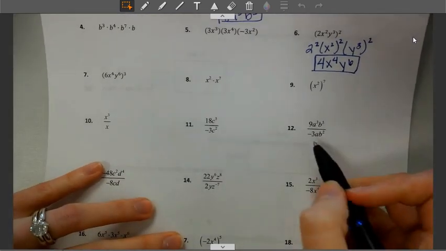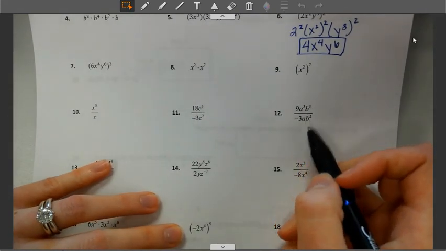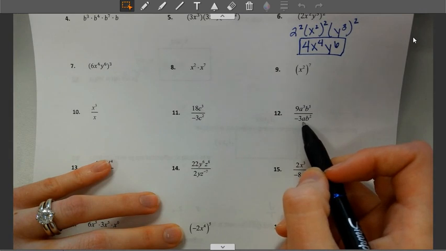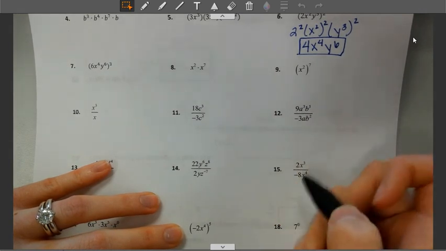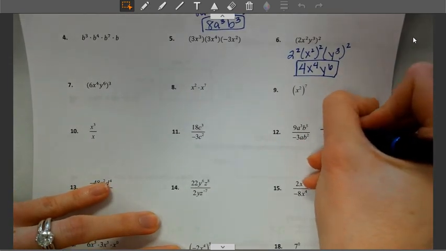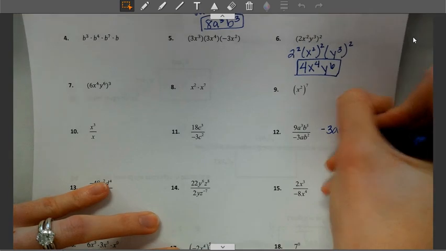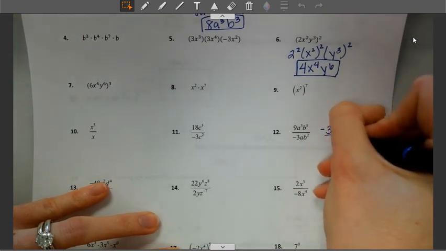All right, the next one we are going to do is number 12. I have 9a to the third, b to the fifth, divided by negative 3a b squared. Start by dividing our coefficients. 9 divided by negative 3 becomes negative 3, so we have negative 3 a to the third, b to the fifth, over a b squared.